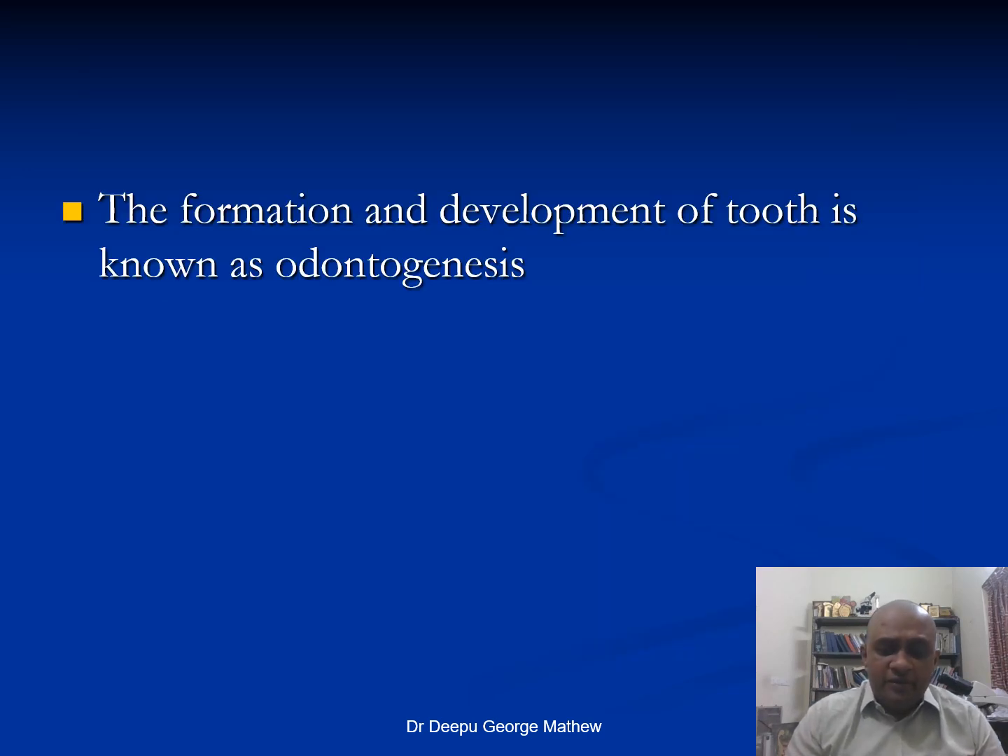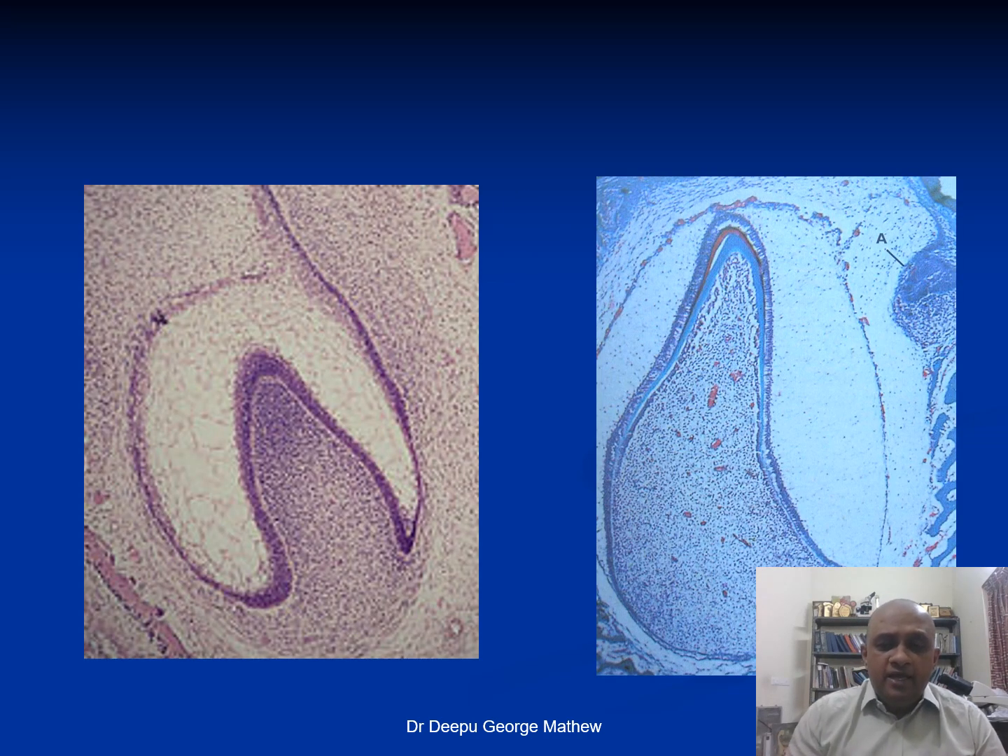So if somebody asks you what is odontogenesis, it's very simple. The formation and development of the tooth is known as odontogenesis. And here we are going to discuss both the early and the advanced bell stage, the components of the tooth germ in the early stage and its transformation to the advanced bell stage.